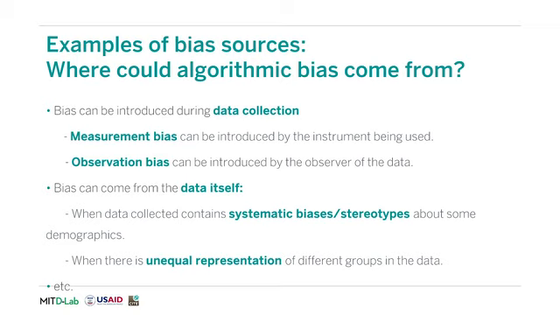So, what are some potential sources of algorithmic bias? First, bias can come during data collection, and this could happen when the data that we collect already contains some systematic biases or stereotypes about some demographics. This could also happen if different demographics in our dataset are not equally represented. The second example of how bias could come in machine learning is in the training process, when our models are not penalized for being biased.